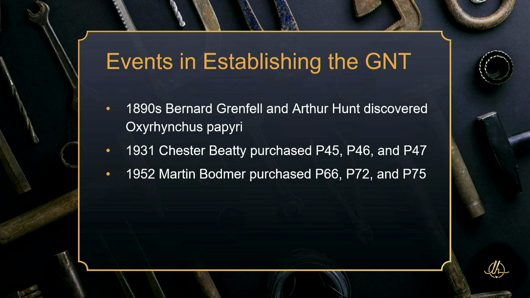in 1952, and in that collection were P66, P72, and P75. P66 is almost a complete Gospel of John from the year 200 AD. P72 is 1st to 2nd Peter and Jude from the 3rd century, and P75 has Luke and John from 175 to 225 AD. This is just like unbelievable discoveries that are being made.